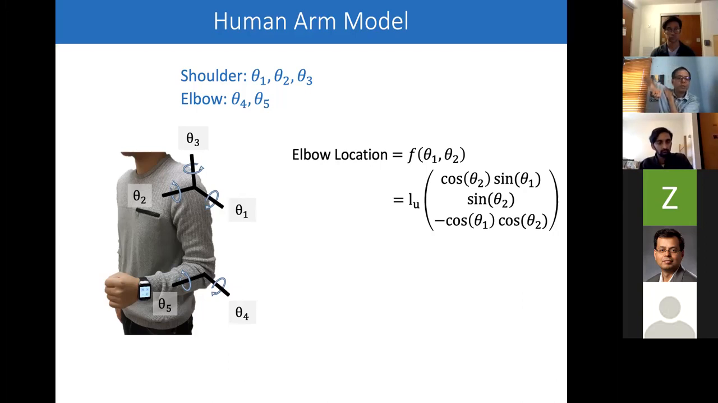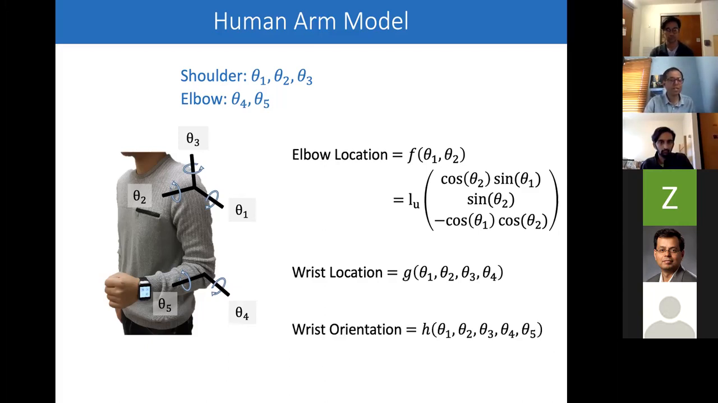Maximum of θ2, how much, guys? Roughly? Like 100 degrees, 110 degrees. Okay. So you can model this from human motion models. And there is medical science literature on the values of θ1, θ2. Wrist location you can model. Wrist orientation you can model.